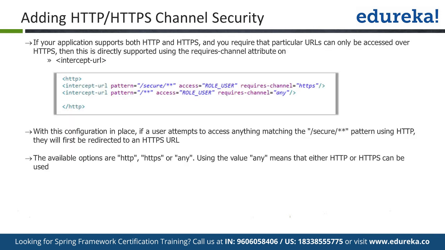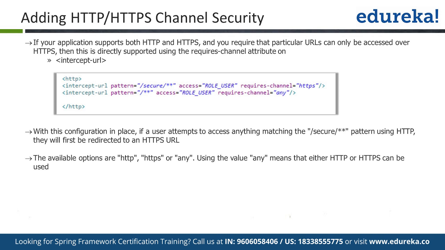That's it. Now, we can also drive the type of protocol, HTTP or HTTPS. Your application may support both kinds of protocol. For example, for static pages like Contact Us and About Us, you are using the HTTP protocol, and for some secured pages, like admin pages or maybe security pages, you are using HTTPS. In that case, you require that particular URLs can only be accessed over some specific protocol.